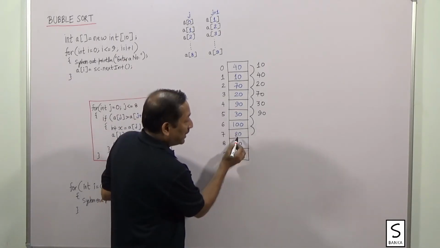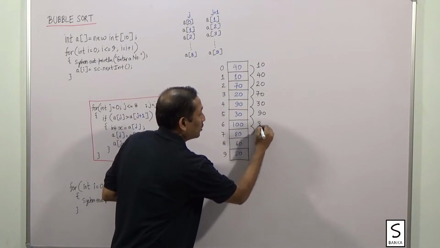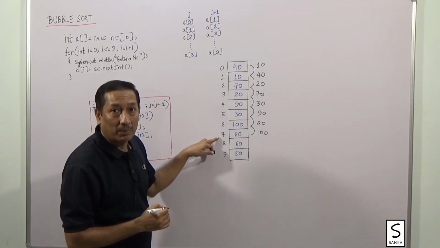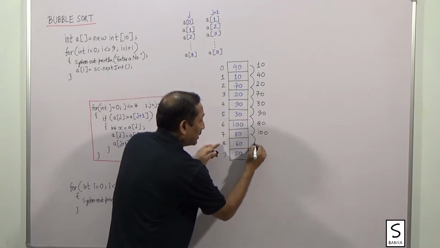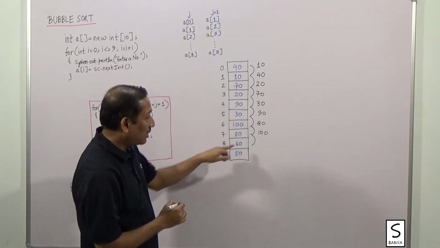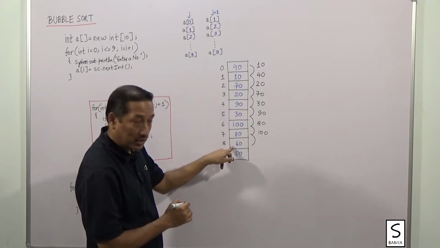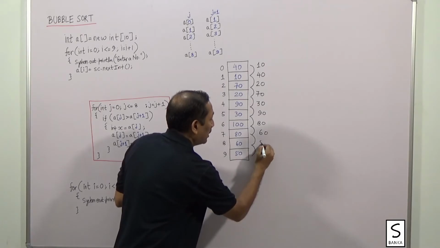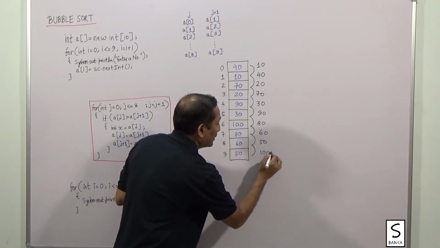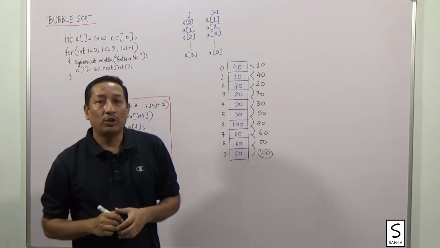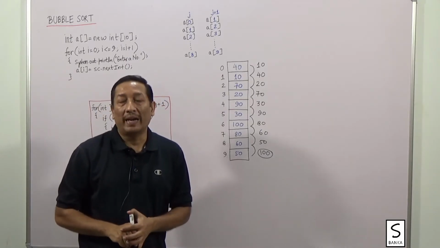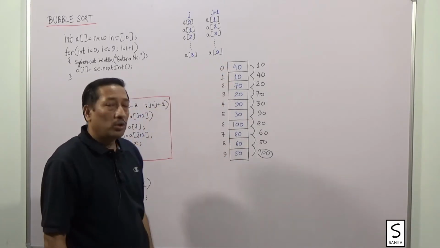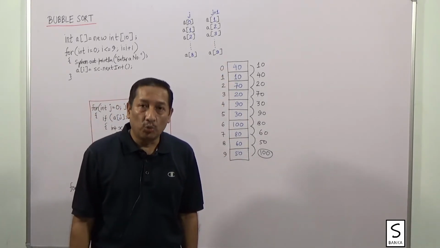So is 100 greater than 80? Yes. So there will be a swapping and now 100 will come at location 7. So A7 now contains the biggest number. In the next round, is A7 greater than A8? A7 is 100, A8 is 60. Yes, it is. Hence, once again there will be swapping. And in the next round, 100 is greater than 50 and once again there will be swapping. And you will observe that the biggest number is now at the position it should be. So what I did just now, you can visualize it in two ways.